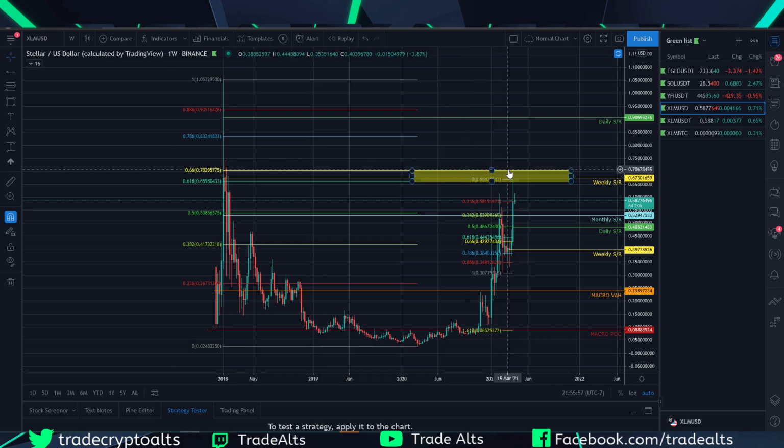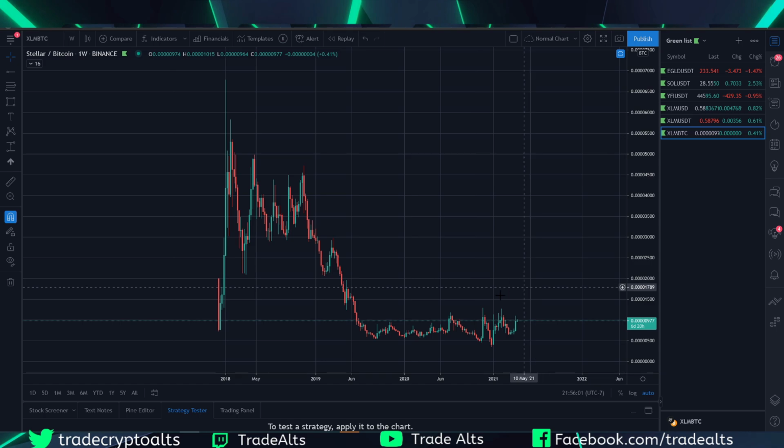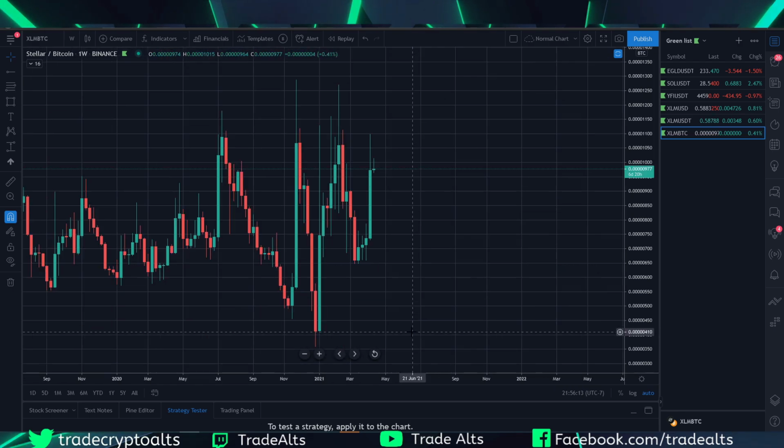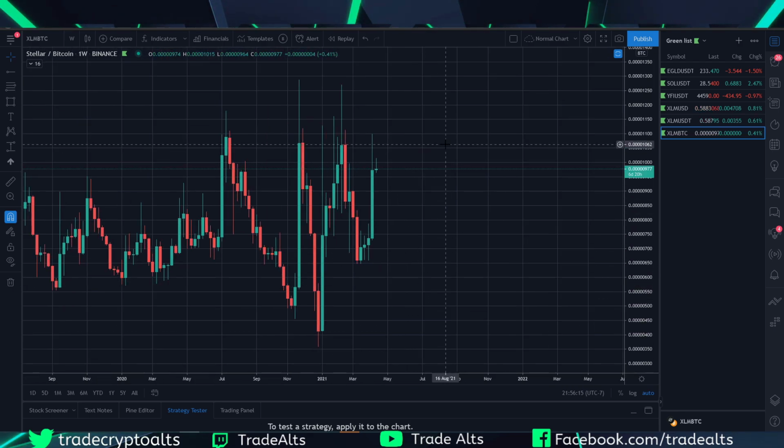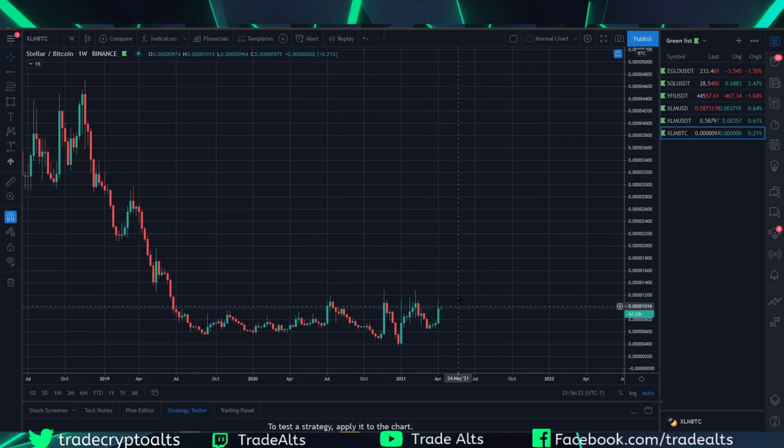I really like how these levels are lining up. When you go to your Bitcoin pairing, what do you see? Same thing, but versus Bitcoin, Stellar's got absolutely destroyed. This is a hideous chart. Now if you go on lower time frames, I'll tell you right now, if Stellar's able to reclaim 1100, 1150 sats, something like that, you've got some room to run.